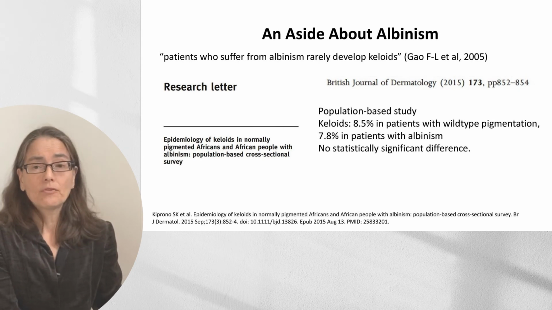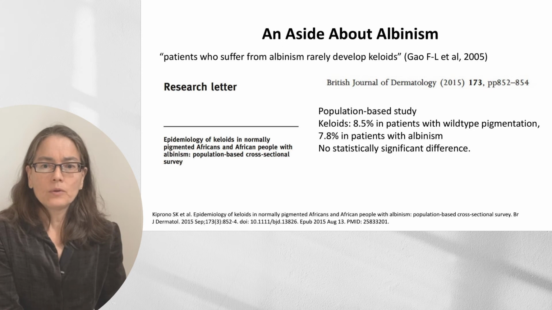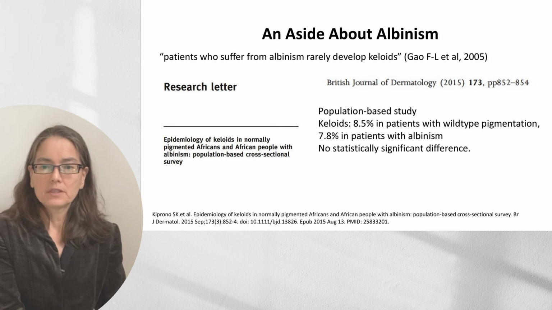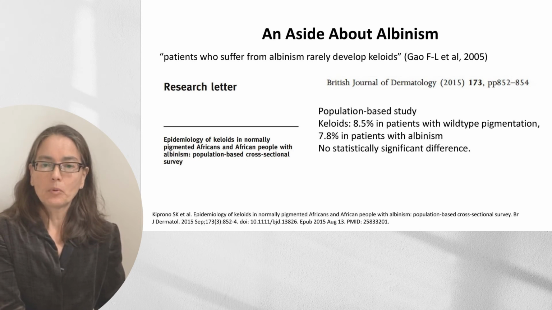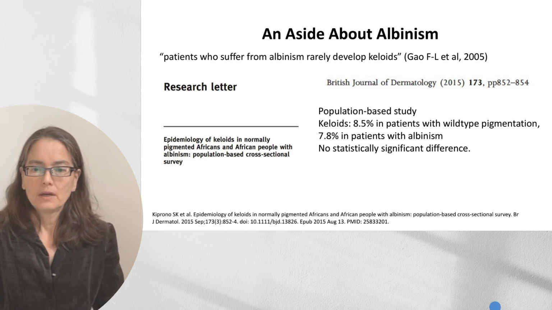But there is an excellent reference from 2015 in which a population-based study was performed. These researchers went into rural Africa and actually looked at people. They described 8.5% of patients with what they call normal pigmentation, I call wild type, as compared to 7.8% in patients with albinism. So no statistically significant difference. So you can put that misinformation to bed as well.